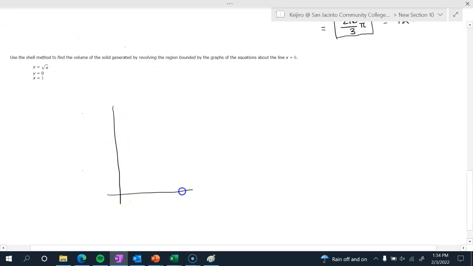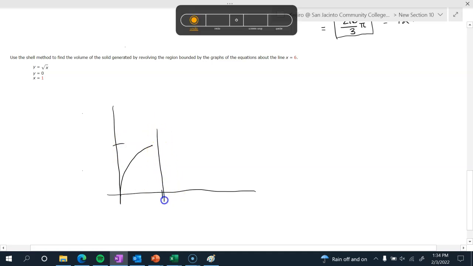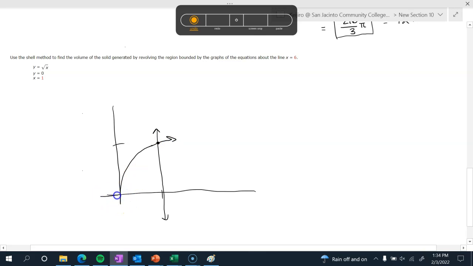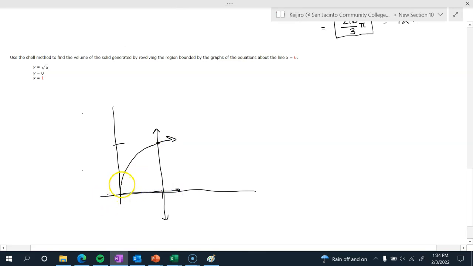So here's the graph. Y equals square root of x, that sort of goes like this. This goes until x equals 1, and there's y equals 0. So it's this shape. And you're revolving around the line 1, 2, 3, 4, 5, 6. Okay. And I know this is kind of a mess, but you're revolving it around this line. So quite far away from the shape, actually. And it's going to make this weird ring.